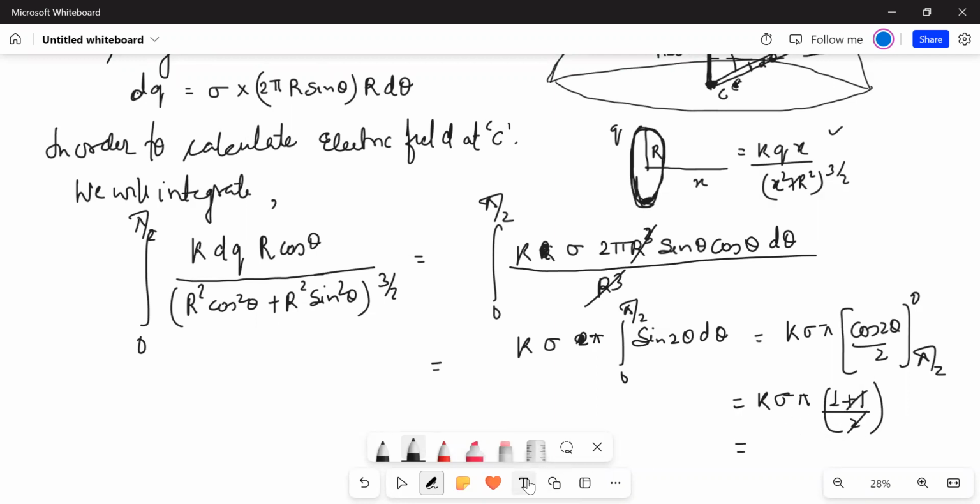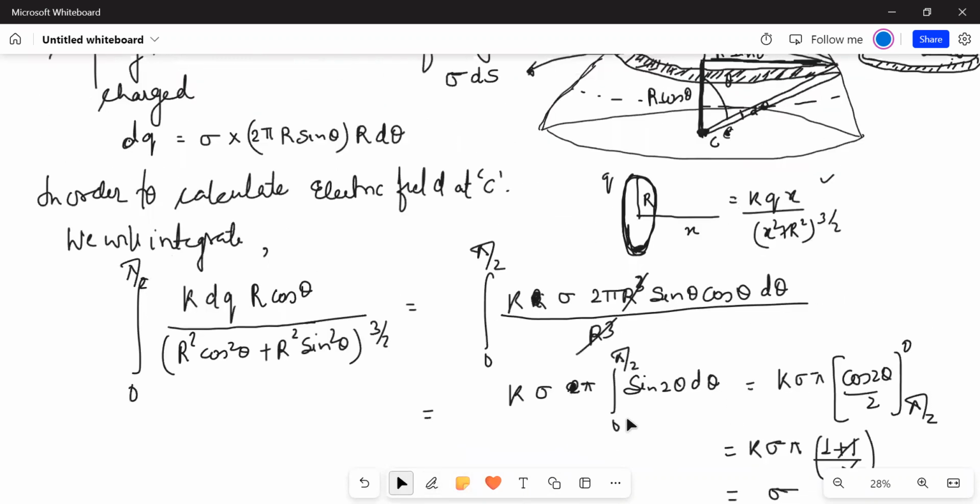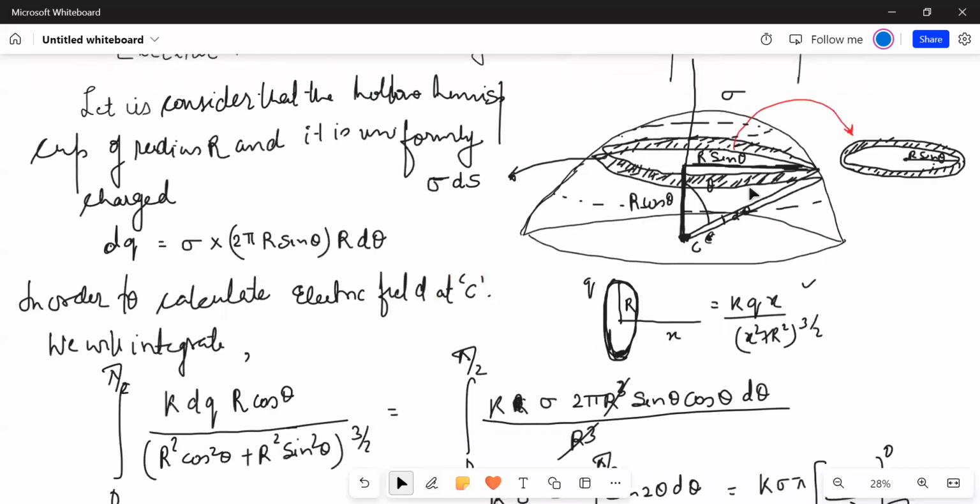And this will be equivalent to writing sigma upon 4 epsilon naught. So this will be the electric field at the center of the uniformly charged hemisphere.